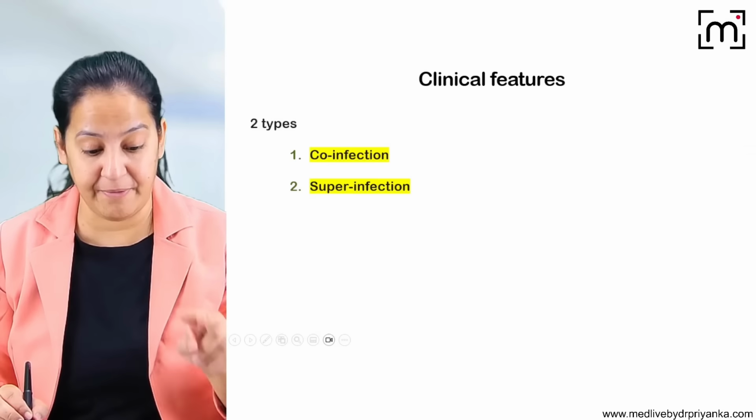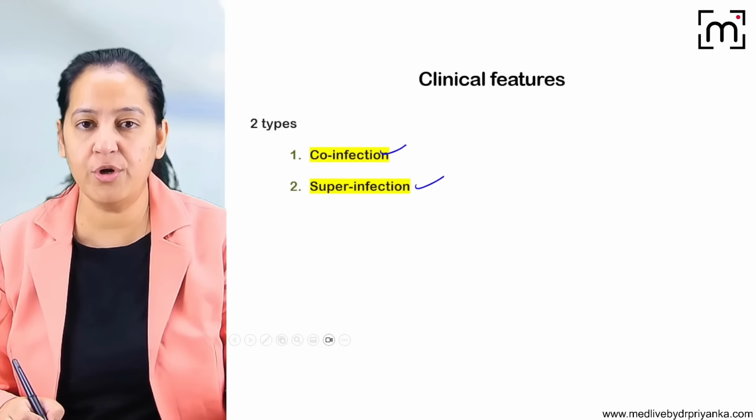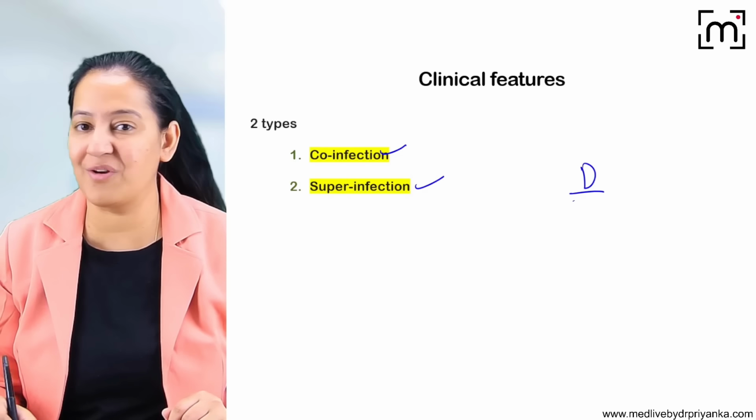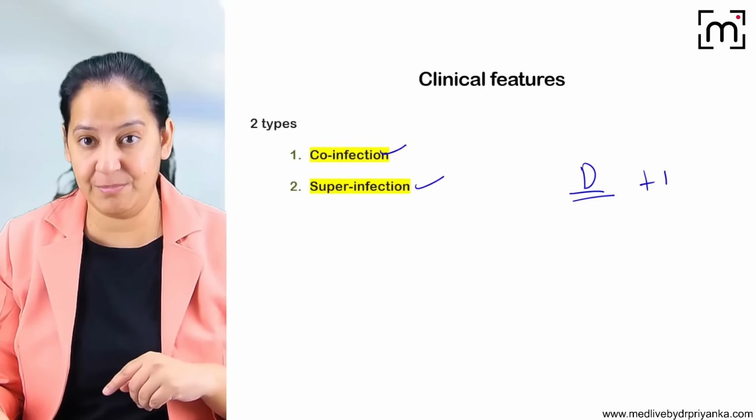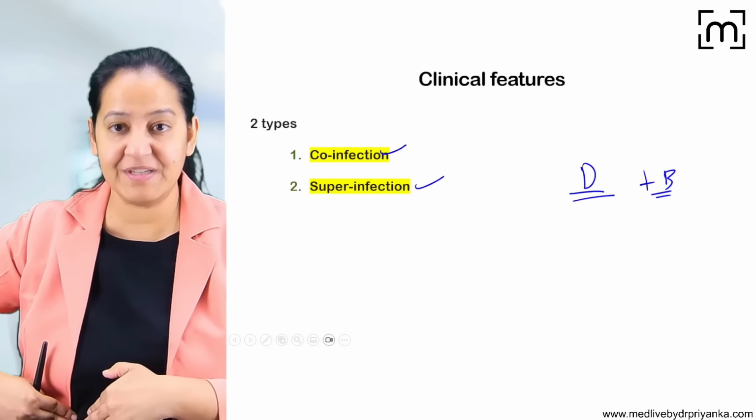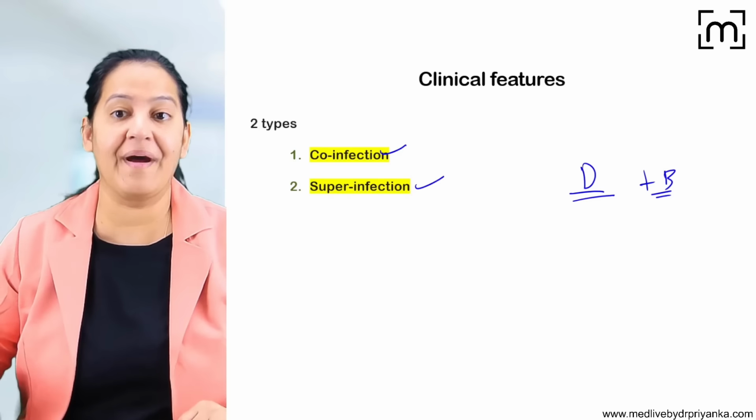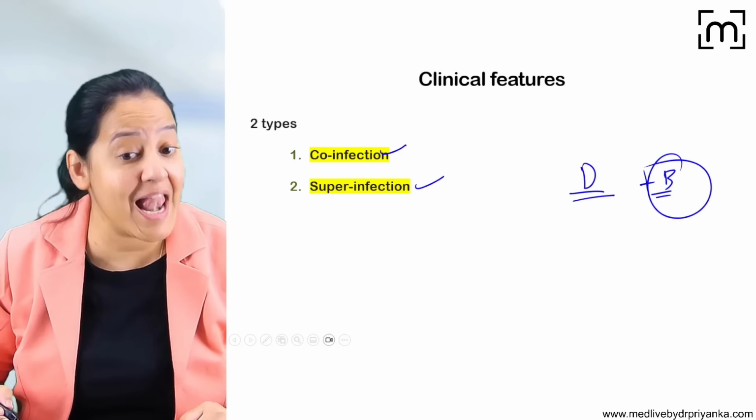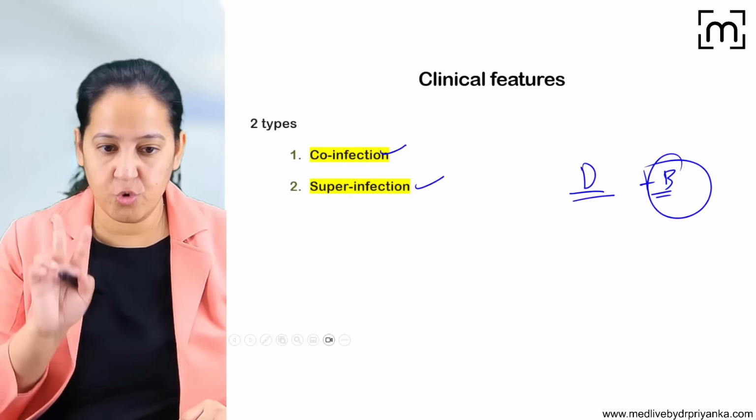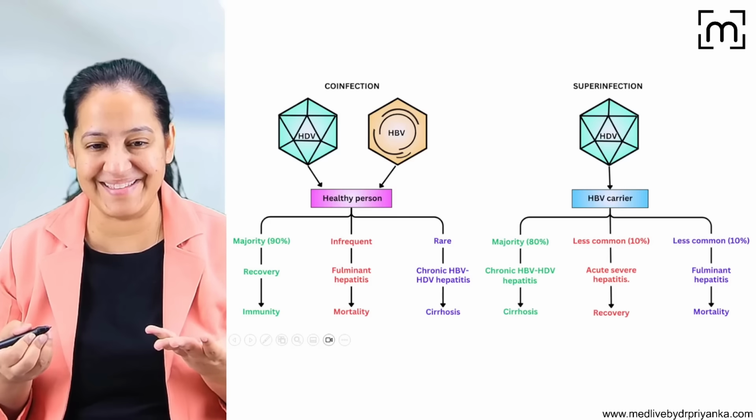Now, there are two types of clinical presentation, that is co-infection and super-infection. What do you mean by that? I told you it always requires B. D alone cannot cause hepatitis. If D is present with B in the liver, both are present, then only they cause hepatitis. If B alone is present, it can cause hepatitis. But if D alone is present, it cannot. So it always requires the friend virus, the helper virus. It always requires B. So there are two possibilities: co-infection and super-infection. What do you mean by that?